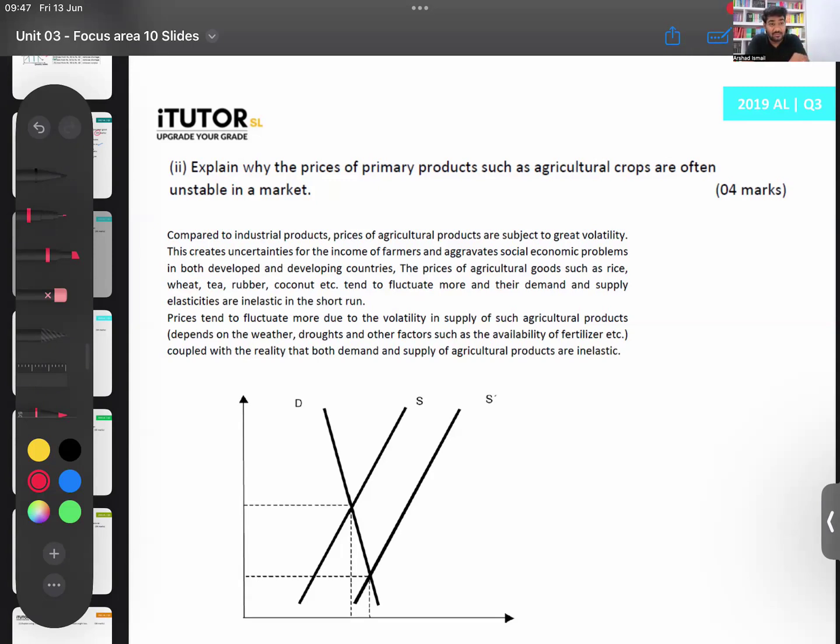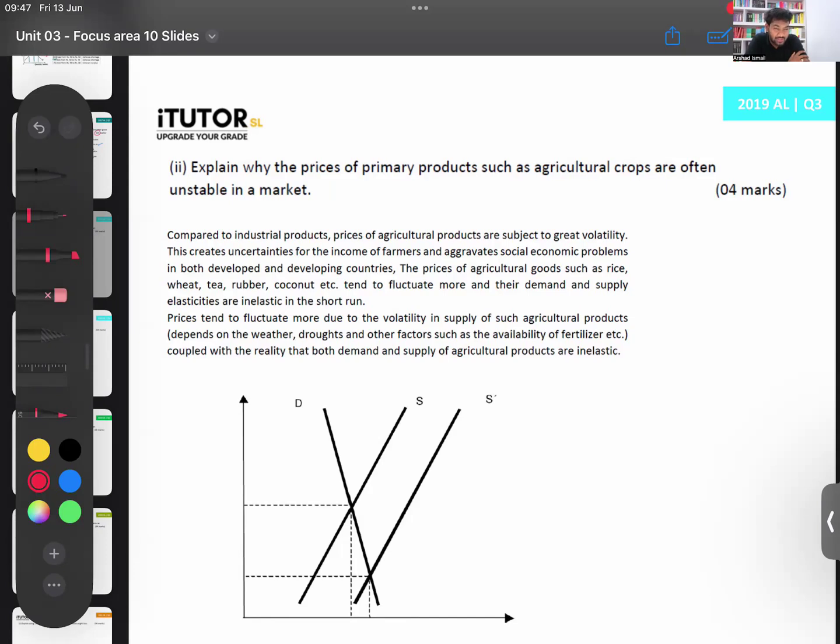Now, the price of vegetables today is not the price that might be there tomorrow. In another week, it might be a different price. Carrot prices today might be 500 a kilo, tomorrow might be 700. Day after tomorrow, it might come back to 400. So they are asking you, why is that? Why are the prices of agricultural goods unstable in the market? So let me explain that story to you.